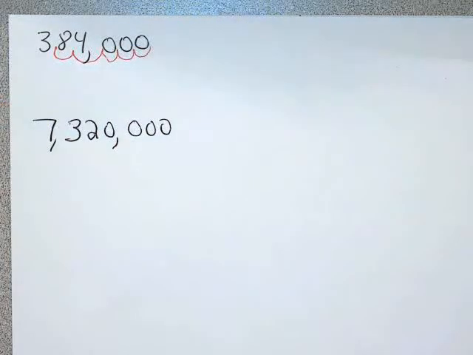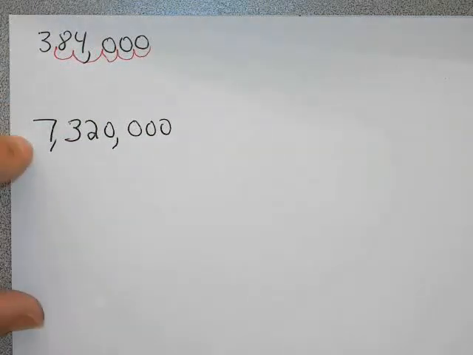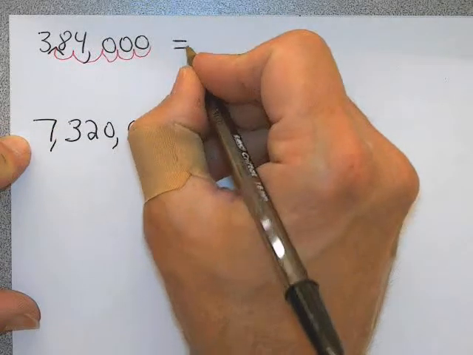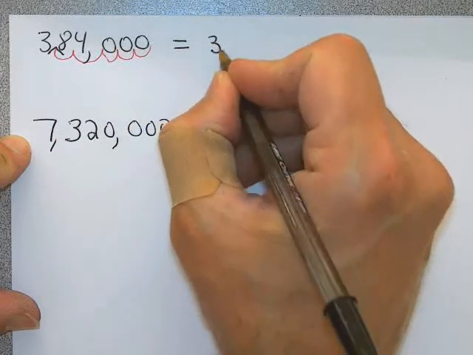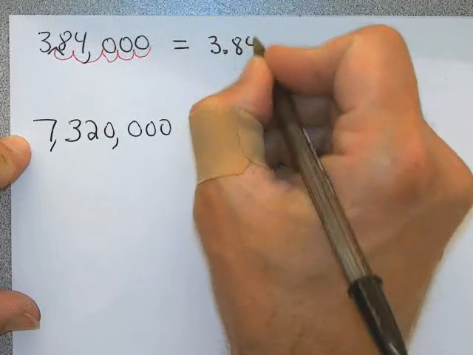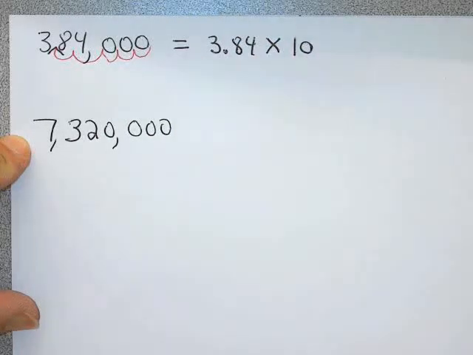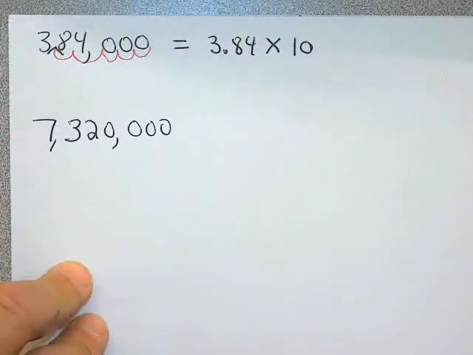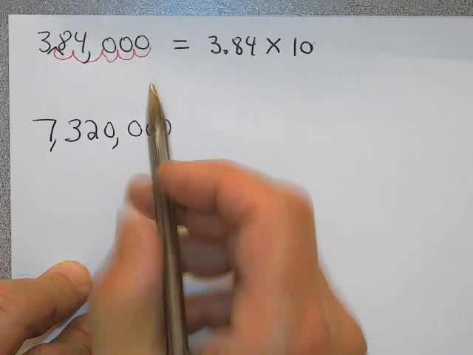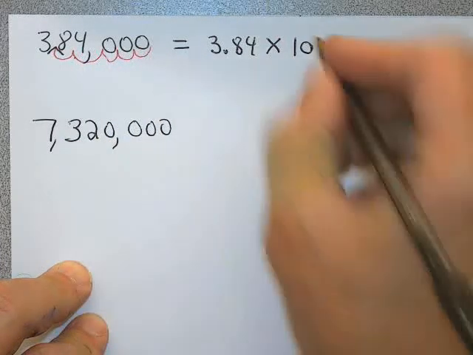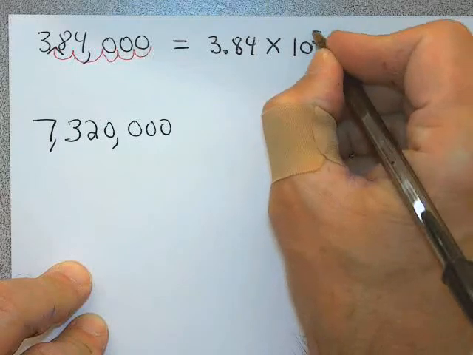And now I'm going to write this number in scientific notation. I moved the decimal point 5 places, and I moved it to the left. And in scientific notation, this would now be 3.84 multiplied by, my second factor is always going to be a power of 10. Well, what's my exponent going to be? I moved the decimal point 5 places. So this would be 10 to the 5th power.